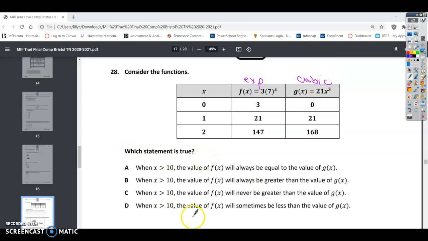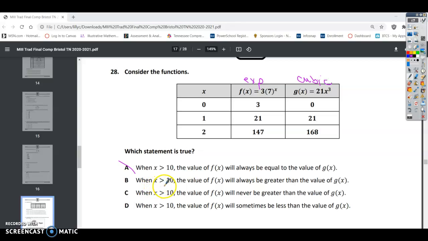When x is greater than 10, the value of y, or f of x, will always be equal to the value of g of x. One exponential and a cubic, they're not going to always be equal. They may at some point be equal if they intersect, but they will not always be equal.